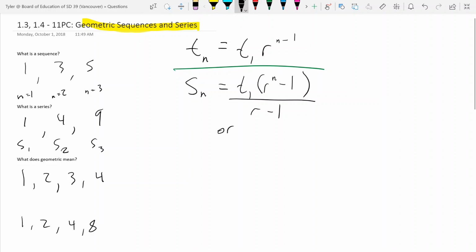Okay? That's the key difference to understanding. And when you're using formulas, if you want to just know what number is in the pattern, you're going to use the first one. If you want to know what the sum is, or it asks for a series, you're going to use the second one.